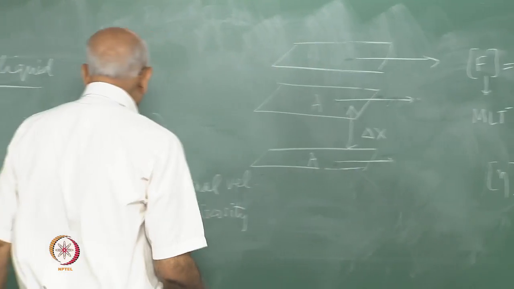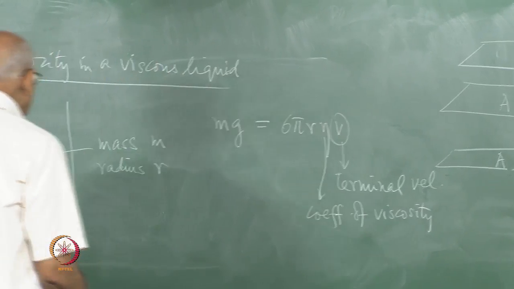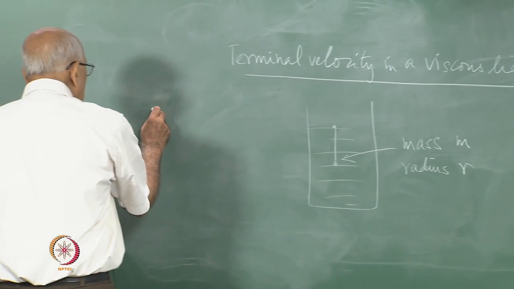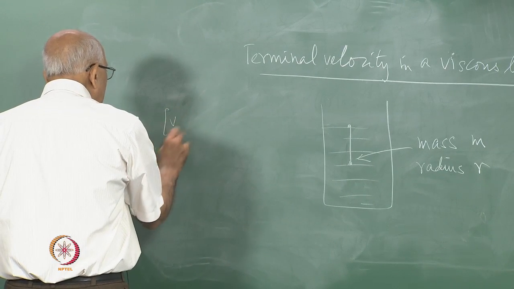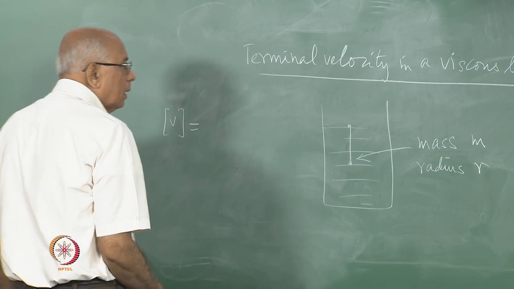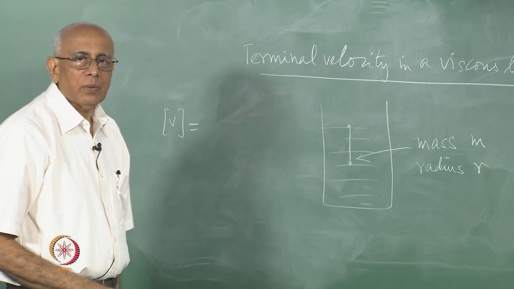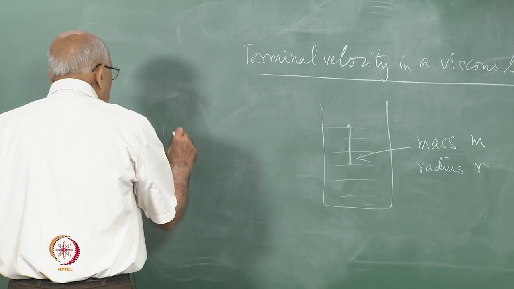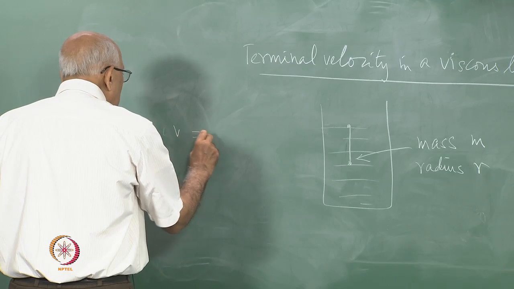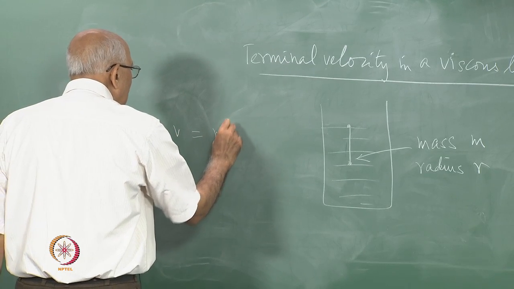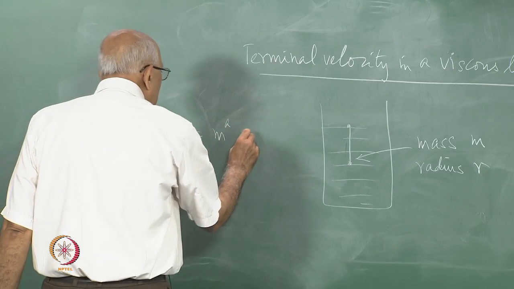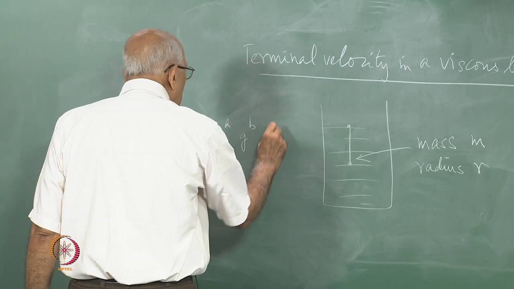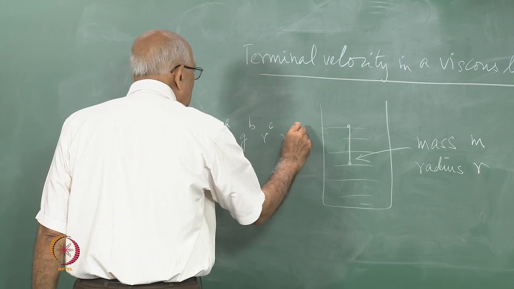So, this is the formula we would like to derive, and let us ask what is the value of this V. So, this physical quantity V can depend on the following quantities. It must depend on m, so we do the same thing as before. We say V is equal to m to the power A, g to the power B, r to the power C, eta to the power D.